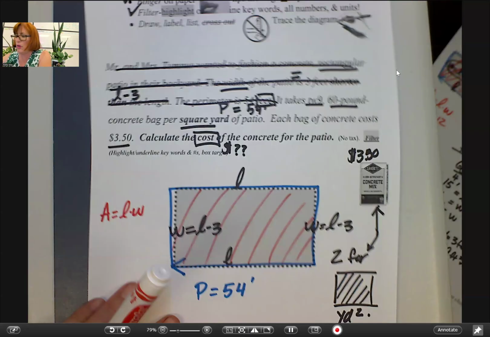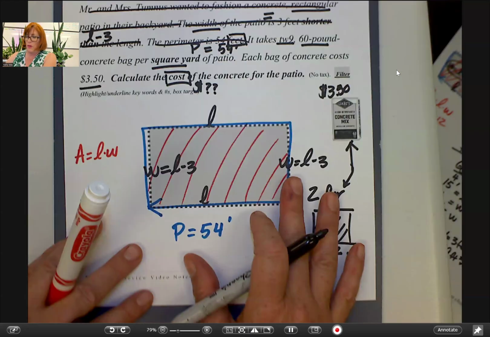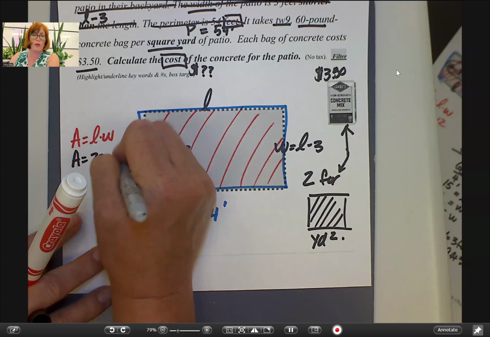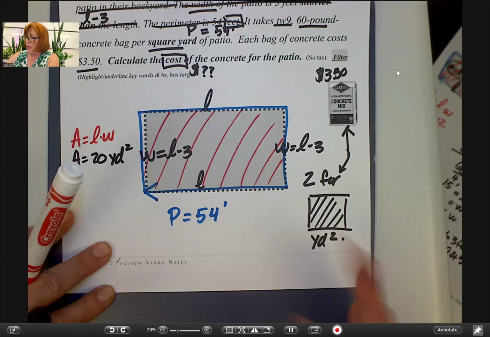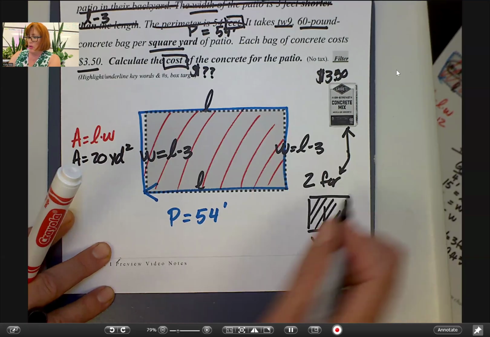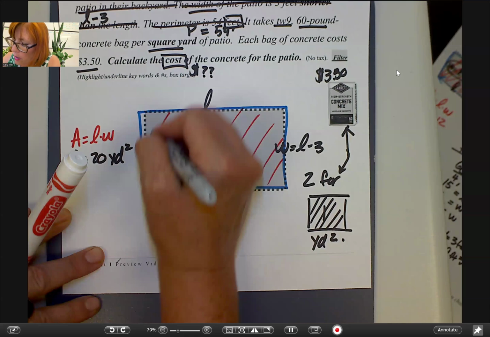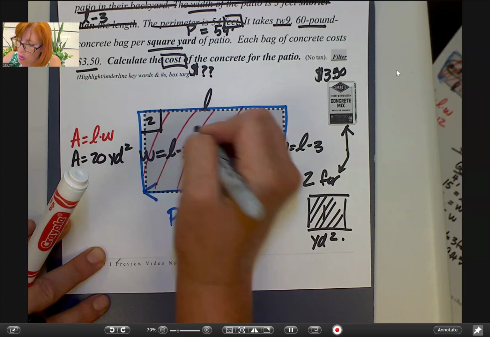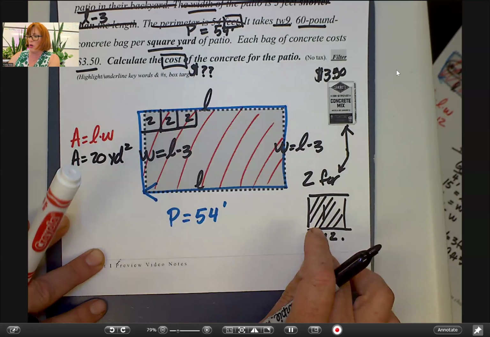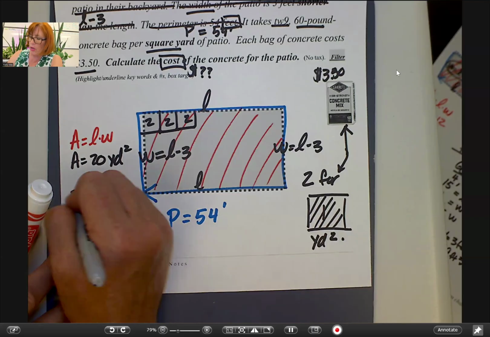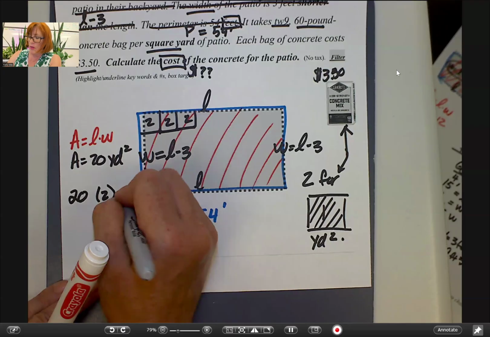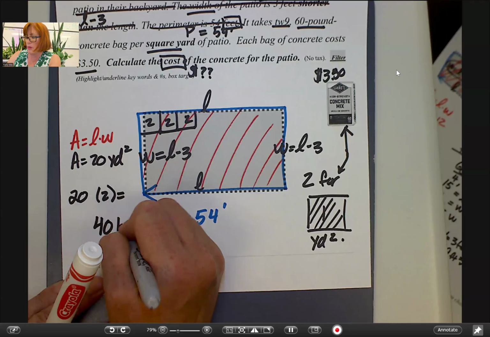So I just figured out, or we did together, that my area that I need is 20 yards squared. Now here, for every 1 yard squared, I need 2 bags. So you can see here, for 20 yards squared, I need 2 bags for each, which means I need 40 bags.